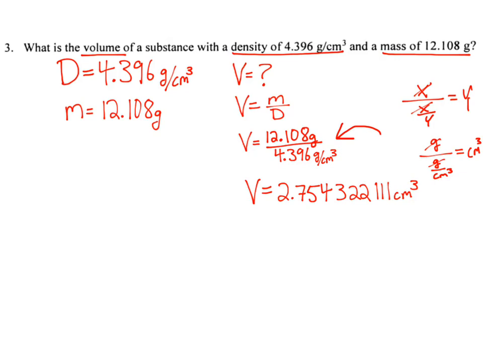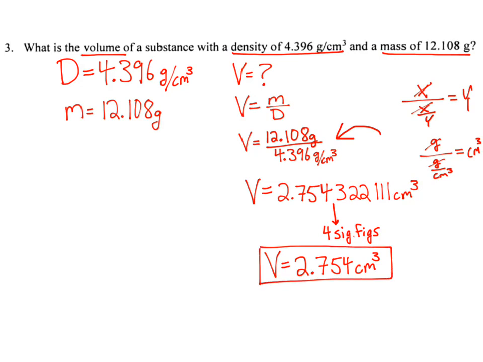And so we look at our two values. Density is 4.396. Mass is 12.108. Our first value has 4 significant figures. The second one has 5. So our answer needs to have 4 significant figures. So we'd round that to 2.754 cubic centimeters. That's our answer for the volume.